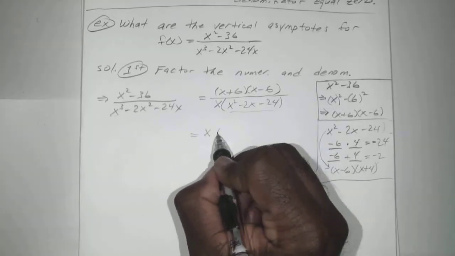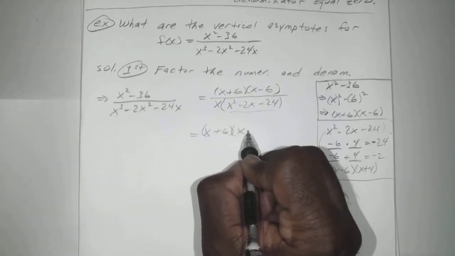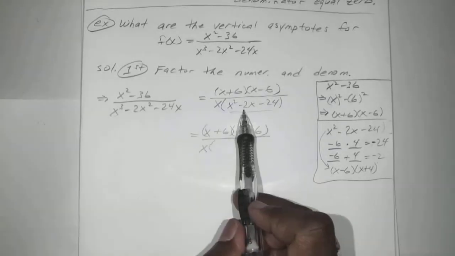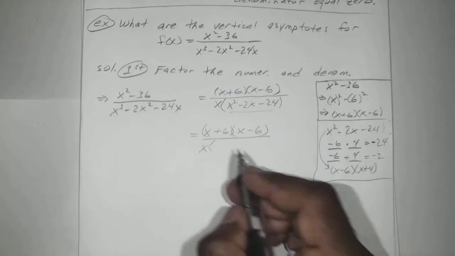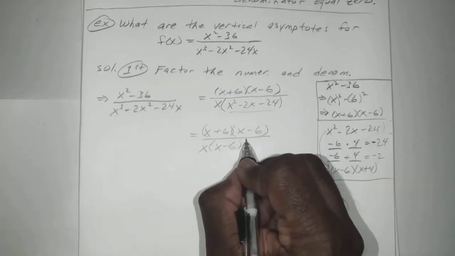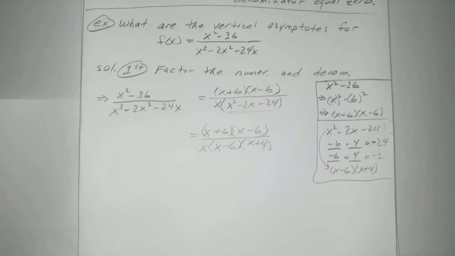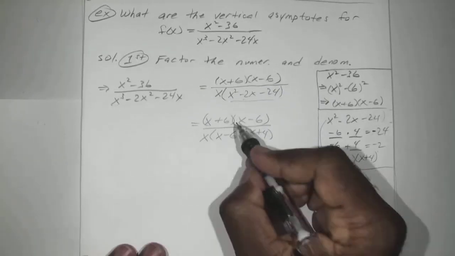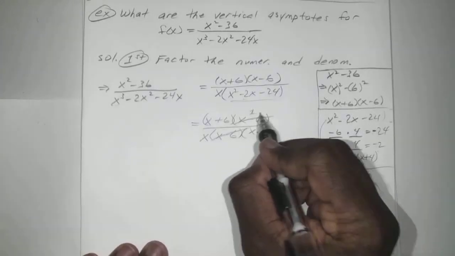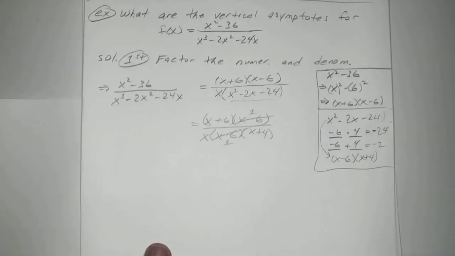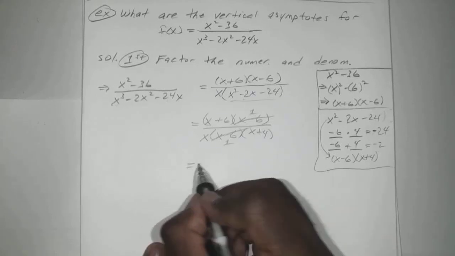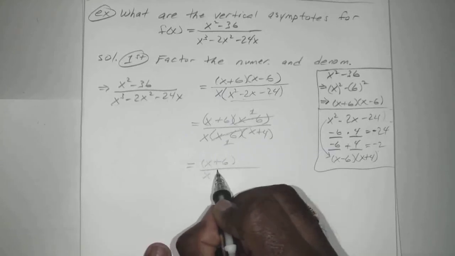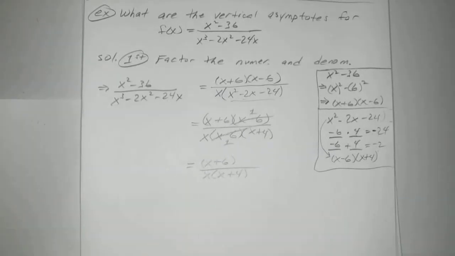So we have our x plus 6 times x minus 6 over x, and our x squared minus 2x minus 24 just becomes x minus 6 times x plus 4. Now we can cancel out the x minus 6, because anything divided by itself is just 1. That leaves us with x plus 6 over x times x plus 4.